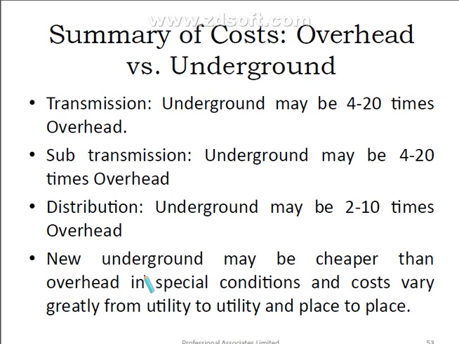Now underground cables may be cheaper than overhead in some physical conditions, but generally the overall cost of underground cables is much higher than the overhead system that we are using. So it is concluded that the overall cost of an underground cable system is much higher than the overhead system, because the fault analysis, fault rectification, digging, the labor cost and the cable cost are much higher as compared to the overhead.